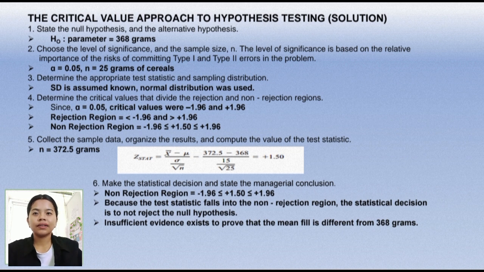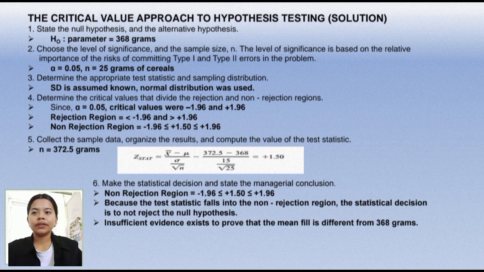The level of significance is based on the relative importance of the risk of committing type 1 and type 2 errors in the problem. So here we focus on type 1, so our significance level alpha is 0.05 and our sample size is 25 grams of cereals. Then the third one is determine the appropriate test statistic and sampling distribution. So we use the normal distribution here.